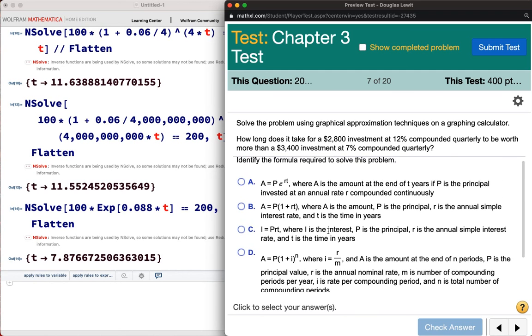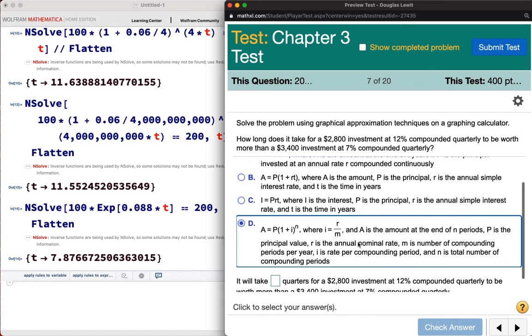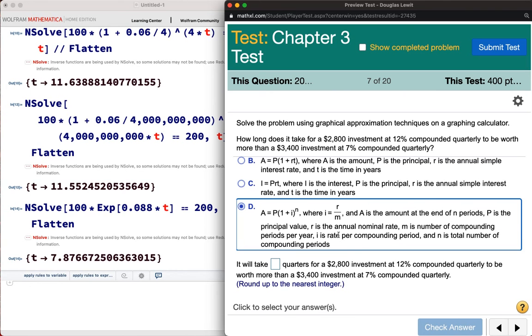Let's see. Okay, so this is for continuous compounding. We're not going to use that. This formula is for simple interest. We're not going to use that. Okay. This is also a simple interest formula. We're not going to use that. So the formula for this problem is going to be D. Okay, so that's the formula that we're supposed to use, but of course, you know how I am, guys.